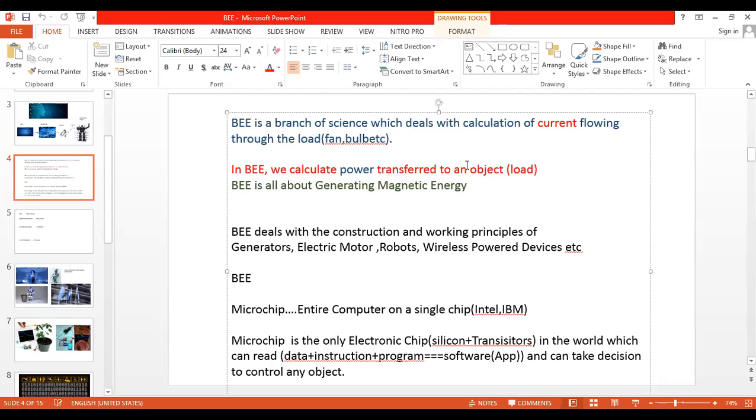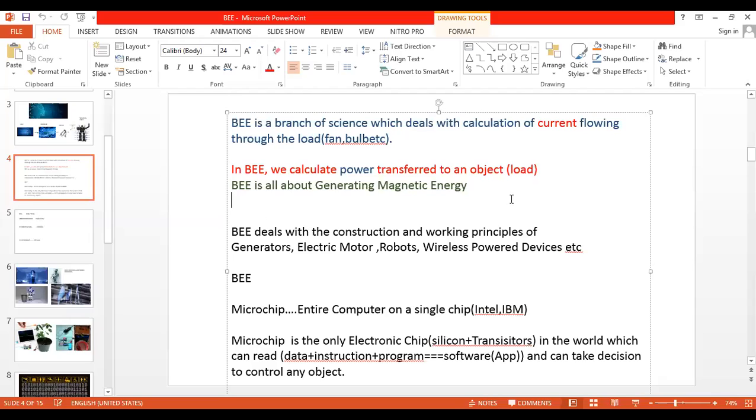Already I mentioned, in order to calculate the current, we should know the in-depth explanation of the current. So now, what is this subject all about? What can we do with this subject? All students, we can generate which energy? Magnetic energy. So remember my word here.